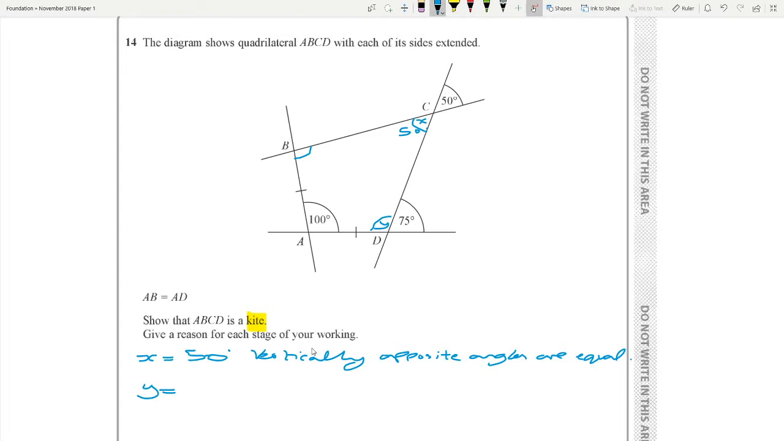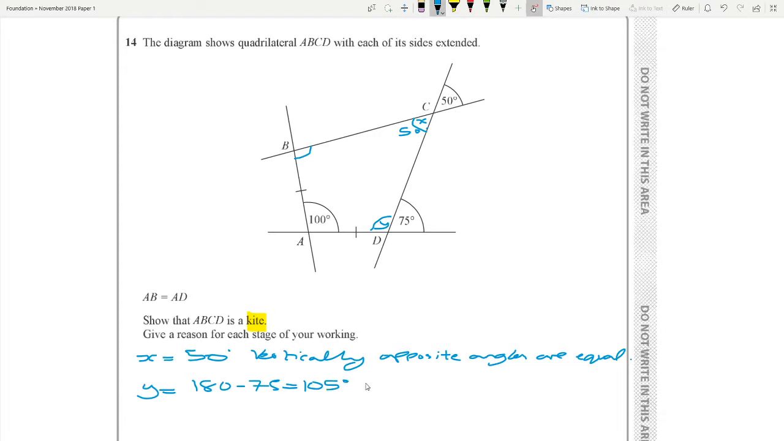A line is 130. Are we sure? Do we agree with that? Is angles on a straight line 130? Yeah, a straight line is 180. So to work out y, it's going to be 180 minus 75, which is what? 180 take away 75, 105 degrees. So this angle here y is 105 degrees.